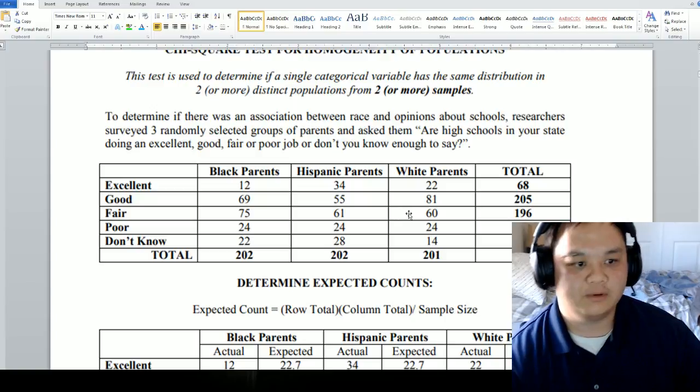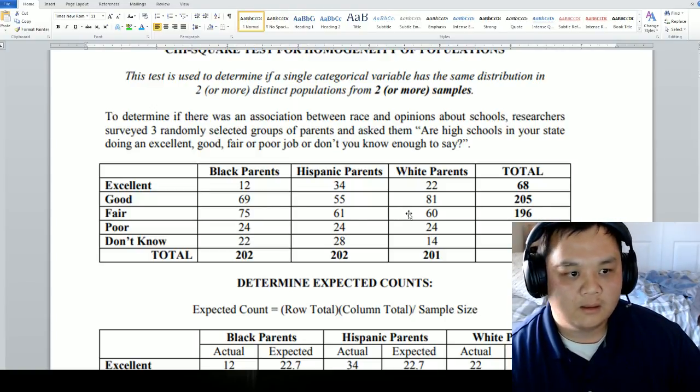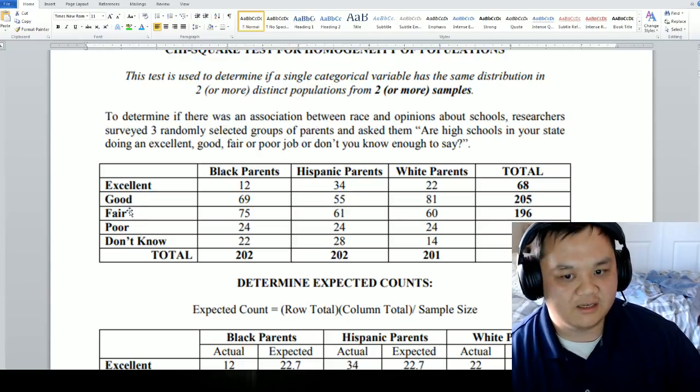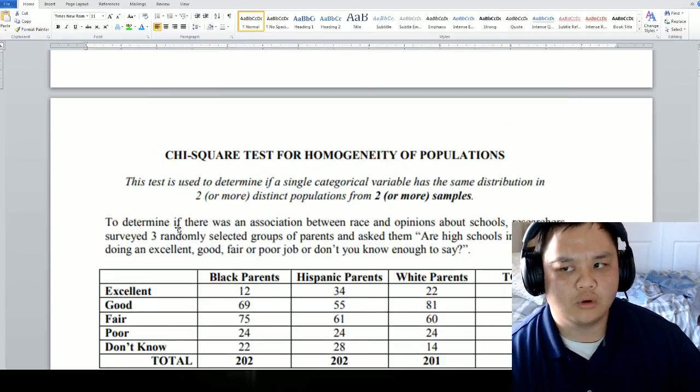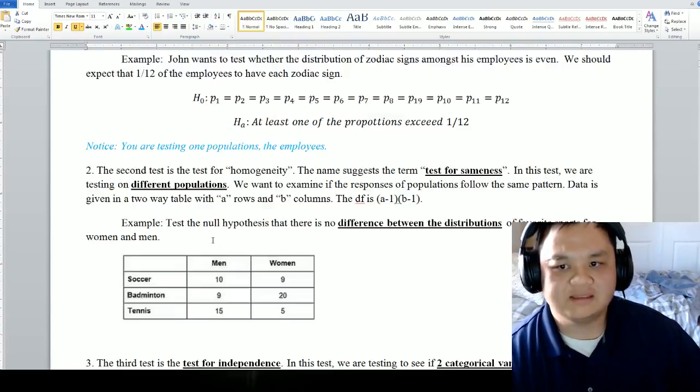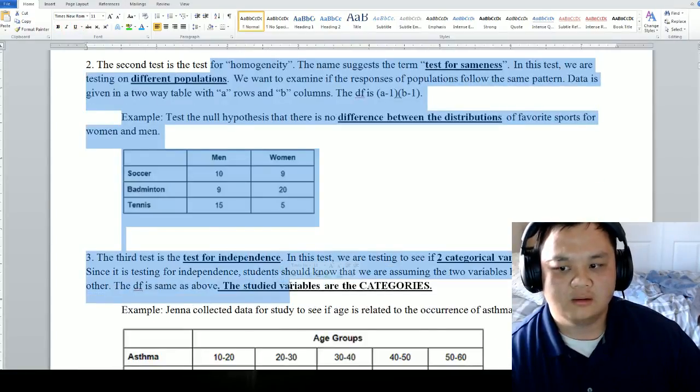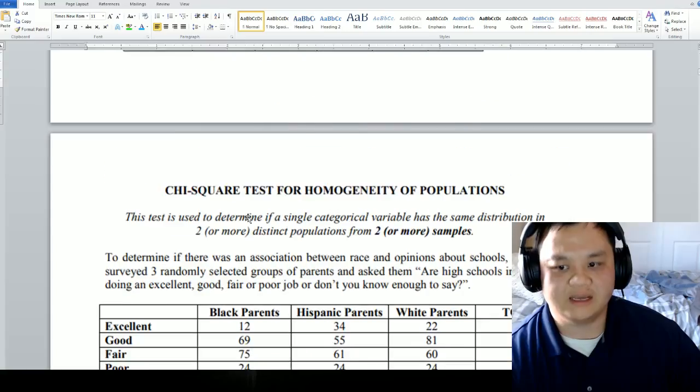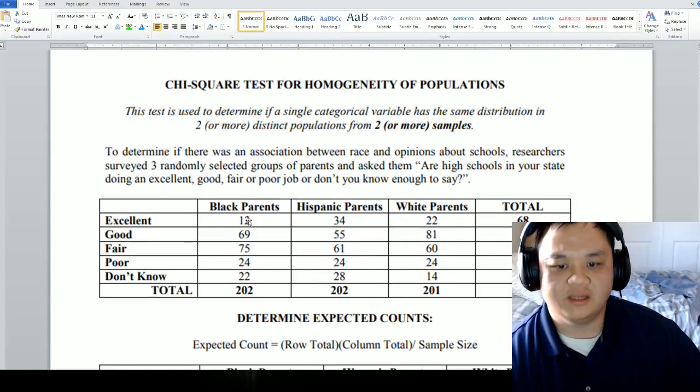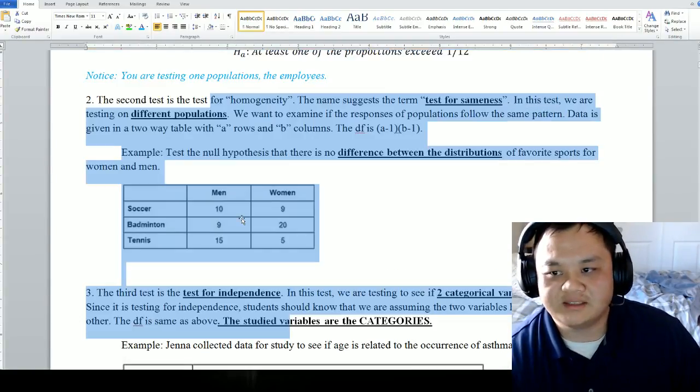In this example, there's three populations. Does it have multiple categorical variables? Yes, because the way they answer it is excellent, good, fair, or poor. Those are the four categorical answers that they're referring to. These are your categorical. So this one is homogeneity? Yes, because these two are sort of related, but yes, it is homogeneity. I call it the test of sameness, basically.